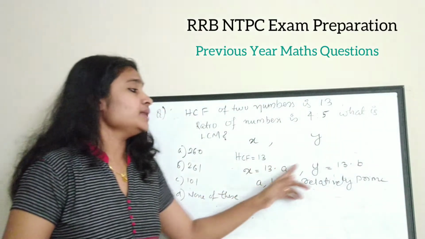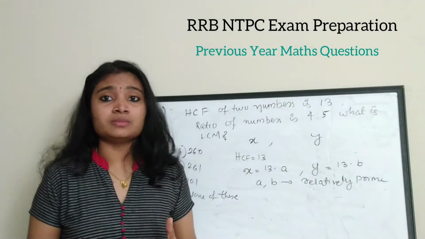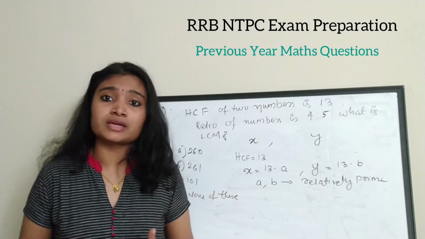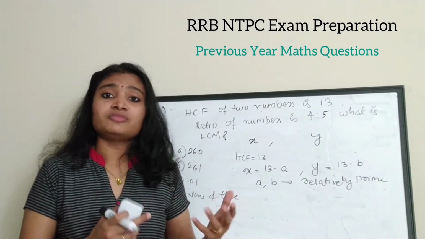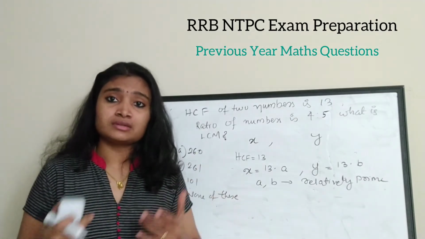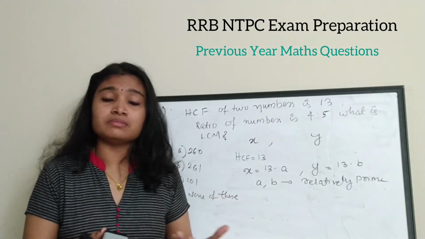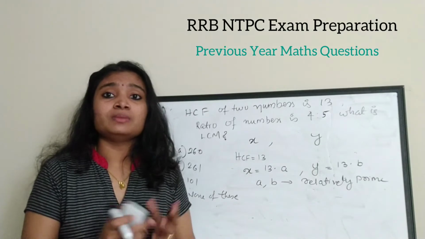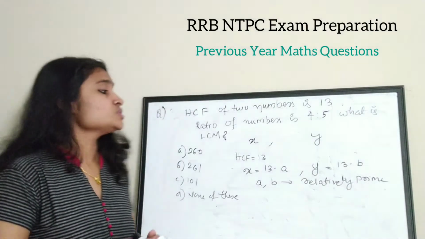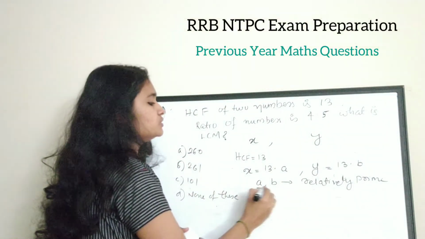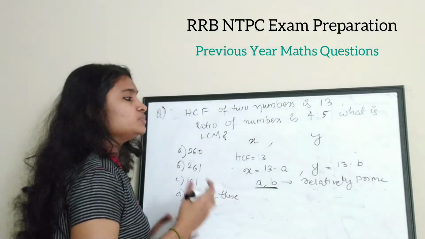Whereas the A and B are two relatively prime numbers, because when you take the highest common factor from two numbers, when you take the common factors from them, the remaining number in the two numbers will be relatively prime to each other. So that is the principle here. So A and B are relatively prime to each other.